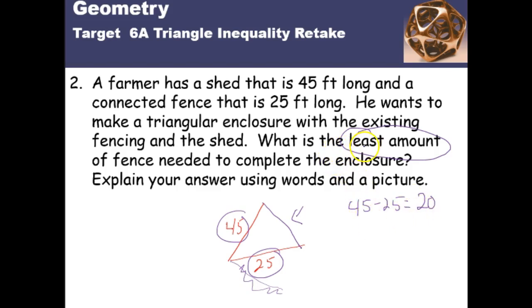So I'm looking for this least amount. So the least amount is some number bigger than 20, the smallest number bigger than 20. So that could be like 20.01. So I'm just going to say it has to be bigger than 20. So if you're buying prefabricated fencing, then you need a piece that is bigger than 20. Okay.